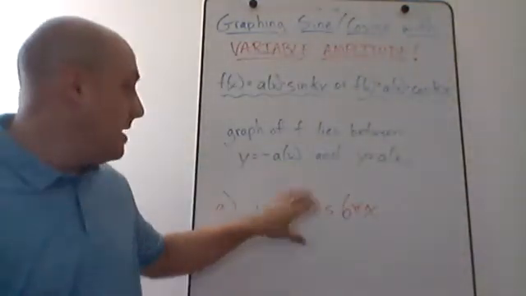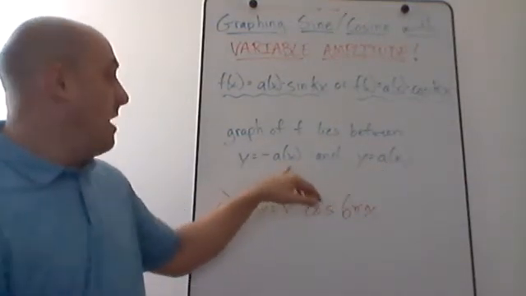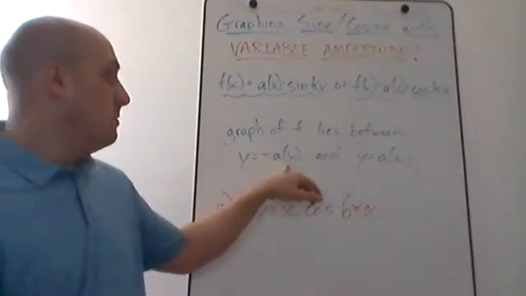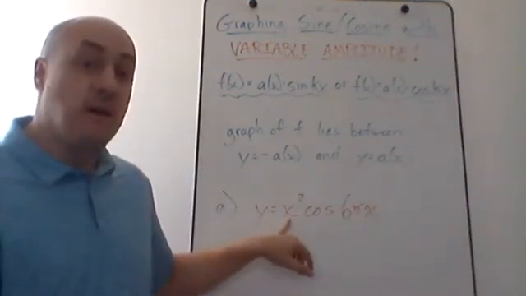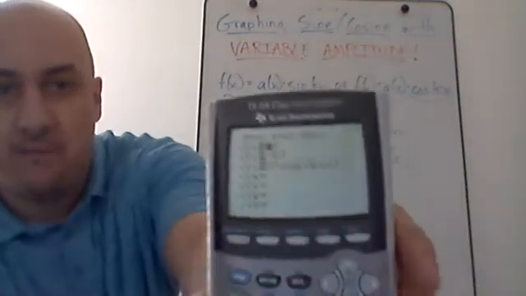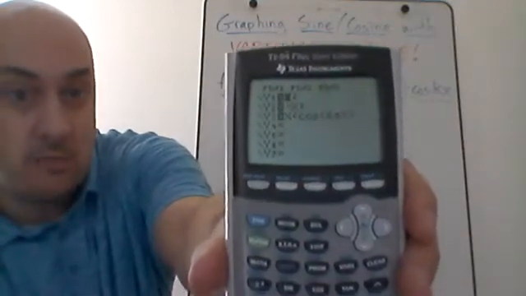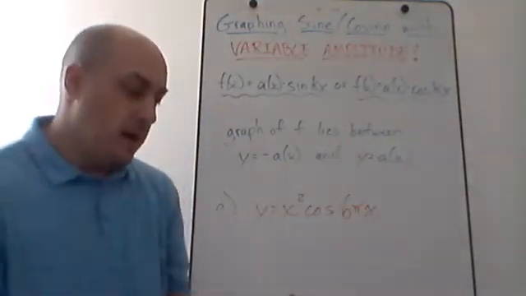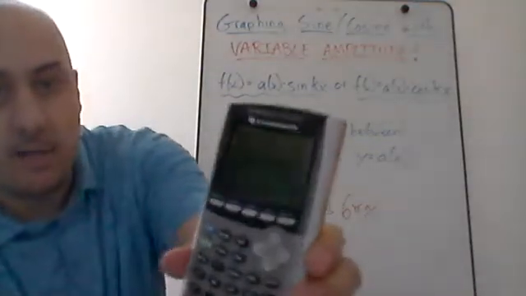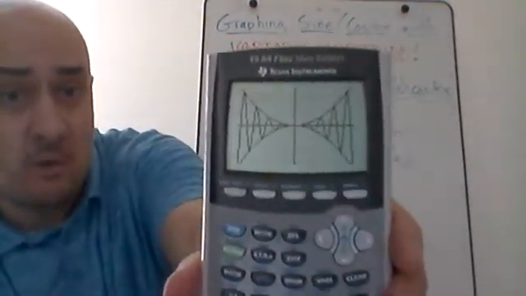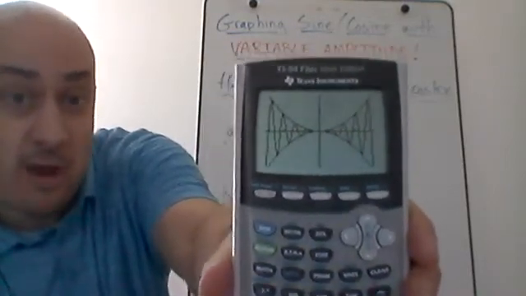Whatever function is multiplying my sine or cosine function, the graph goes back and forth between y equals negative a of x and y equals positive a of x. In this case, the a of x function is x squared. So I graph the positive x squared and the negative x squared function, and then I graph the whole thing, x squared times cosine of 6 pi x. I set up my window with the x's between negative 1.5 and positive 1.5, and the y's between negative 2 and positive 2, and we can see what the graph looks like.